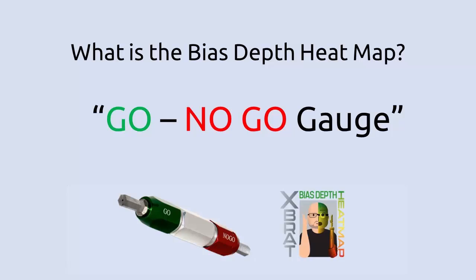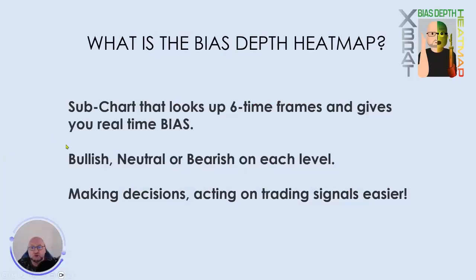And that's simple. So it's a subchart that looks up 6 time frames and gives you the real-time bias on all of those time frames. So whether it's bullish, neutral, or bearish on each level. So it makes decisions, acting on trading signals a lot easier. These simple rules are easier to follow. If you've got a signal, if you've got all 6 time frames in the same color, it's green. If you've got a long signal, then you've got a confirmation. You can act on that trading signal. If you haven't, you don't act.